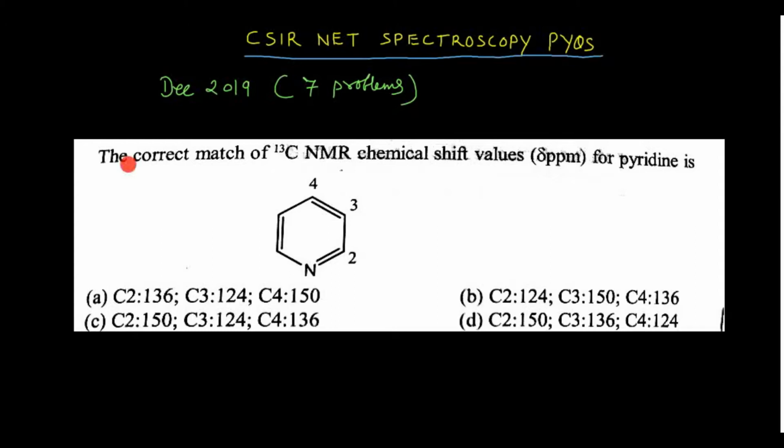And in today's class I am going to discuss the CSIR NET spectroscopic previous year problems, the 2019 December problems. In the last lecture I discussed the June 2019 problems, and in this lecture I will cover 7 problems. So far in all the spectroscopic previous year questions from 2011, I think this December 2019 is the easiest one, because the problems are not that difficult. So straight away we will go to the questions.